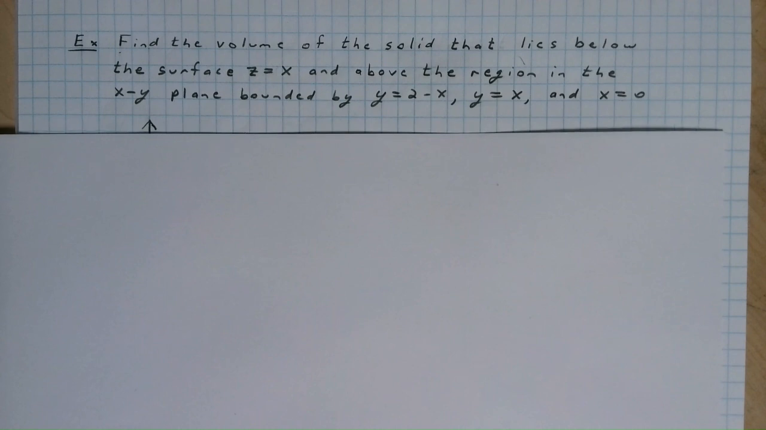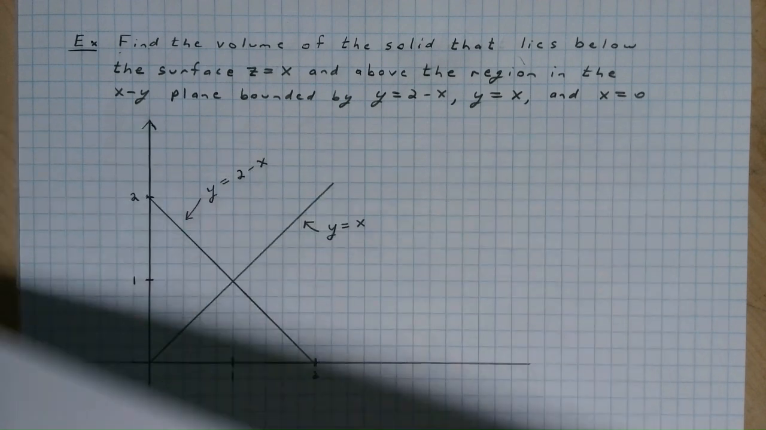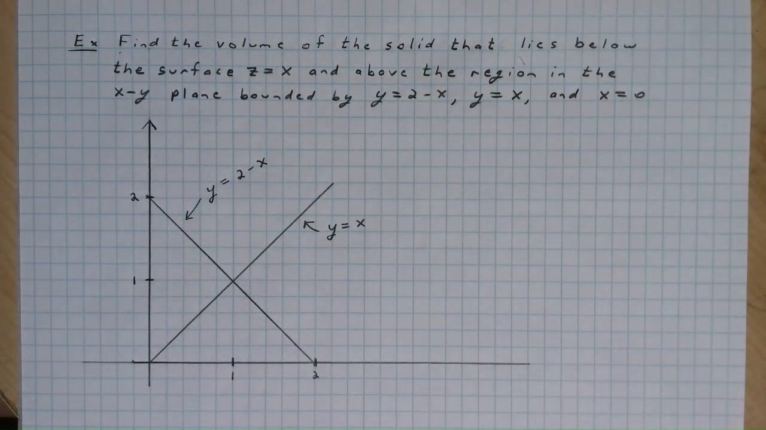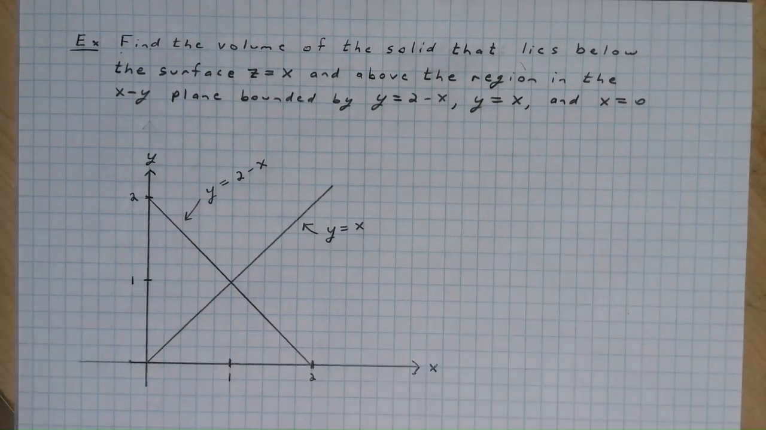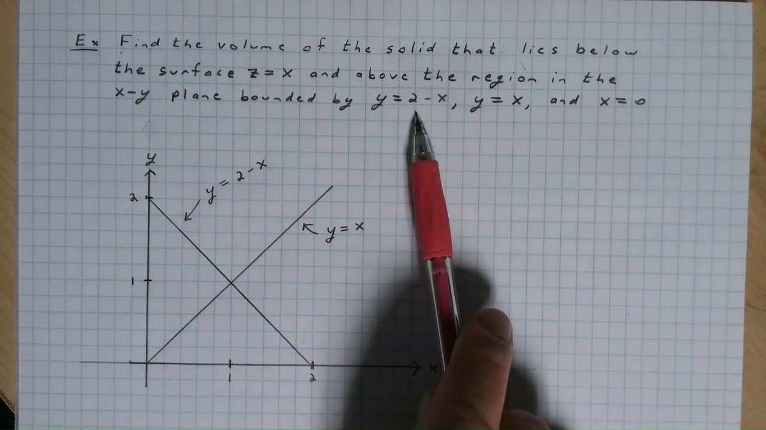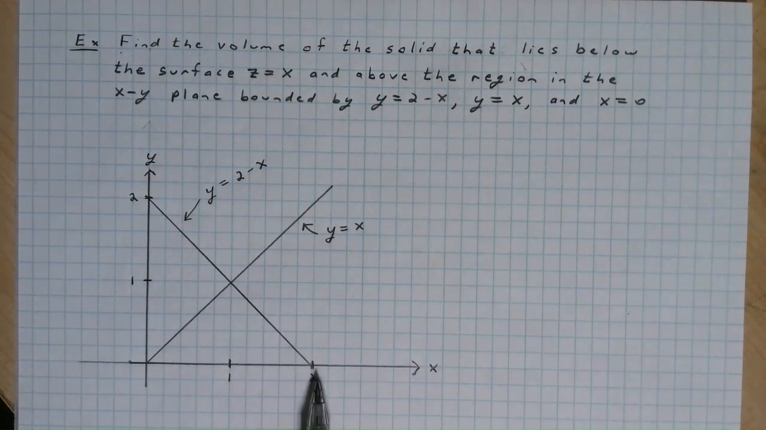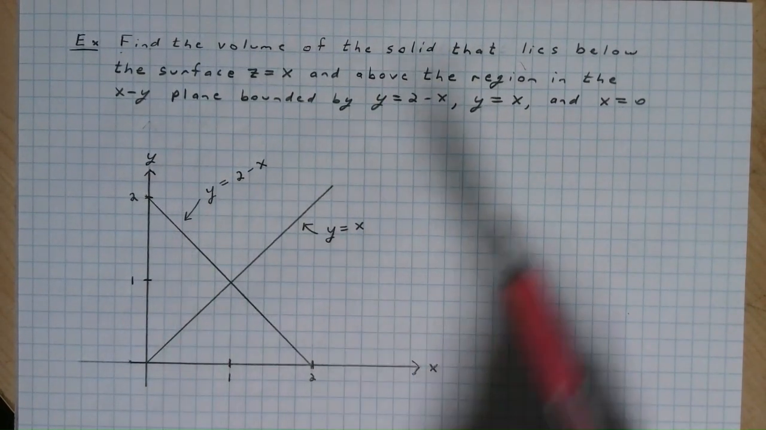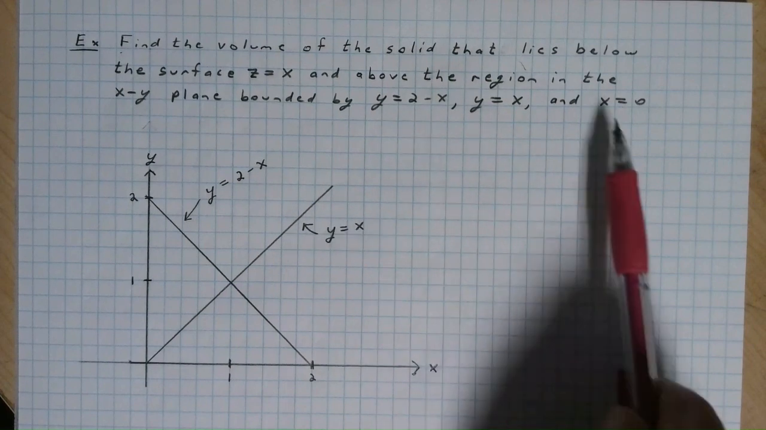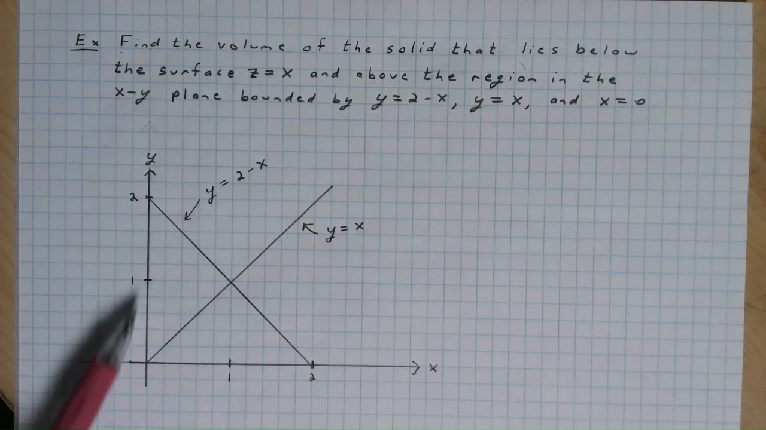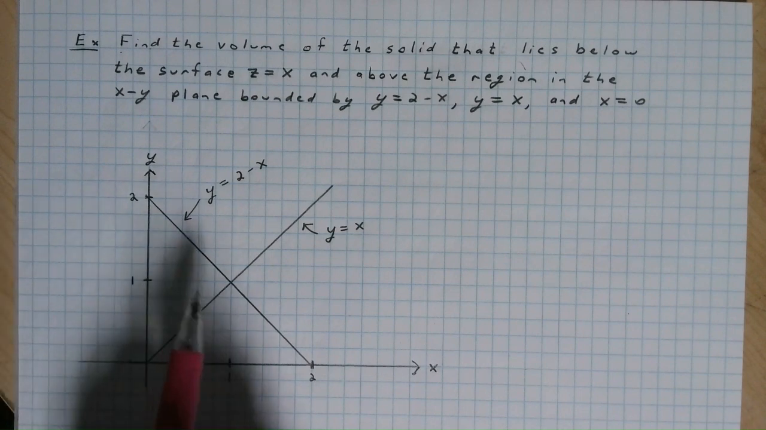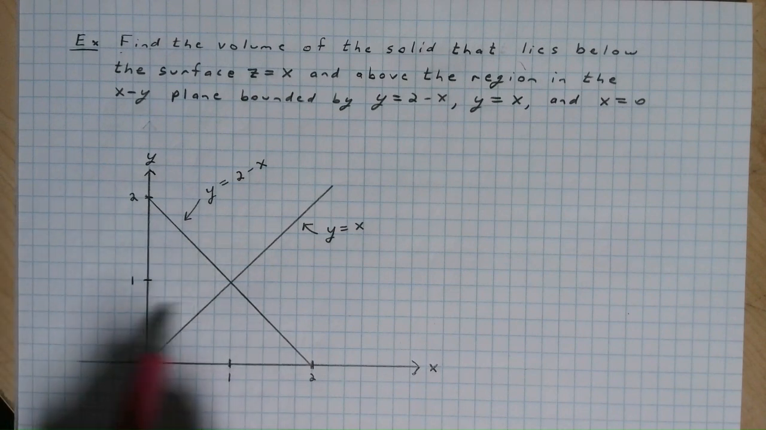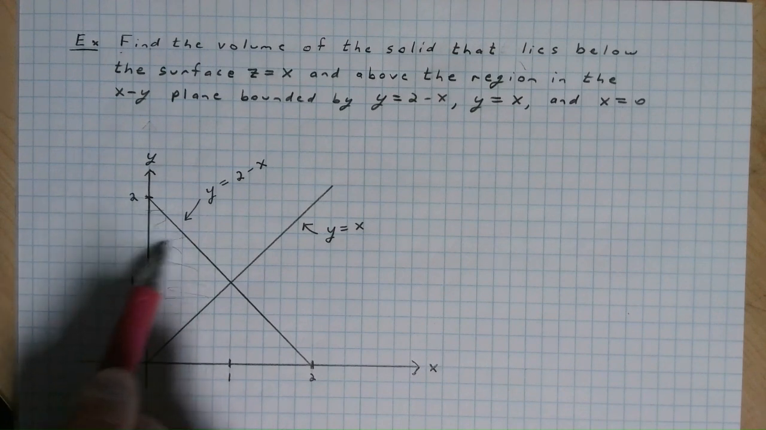And so for our solution then, I've already drawn the region in the xy plane. So this is the region in the xy plane. We were told the region's bounded by y equals 2 minus x, which is this line here, y equals x, and x equals 0, that would be this line over here. So the region over which we want to do the double integral is this region in here.